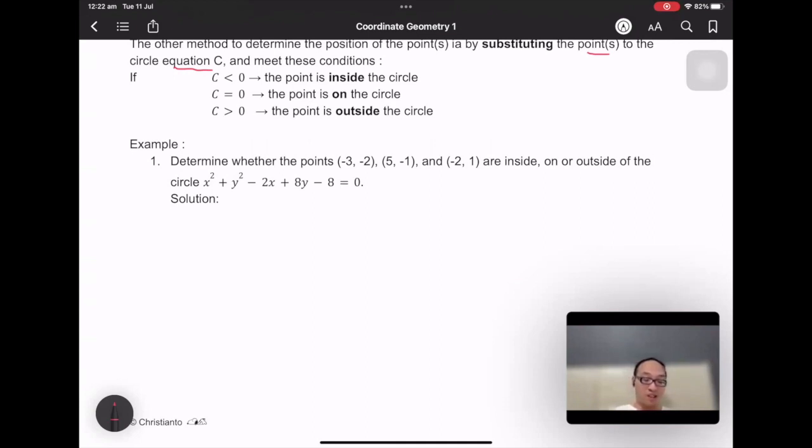Okay, so we can check (-3, -2) in the equation. -3 squared plus -2 squared minus 2 times -3 plus 8 times -2 minus 8 equals 9 plus 4 plus 6 minus 16 minus 8, equals 13 plus 6, 19, 19 minus 16, 3, 3 minus 8 is -11. So this is smaller than 0. So that means this is inside.